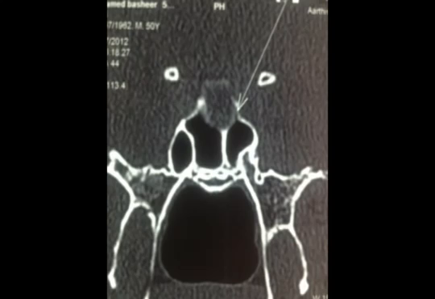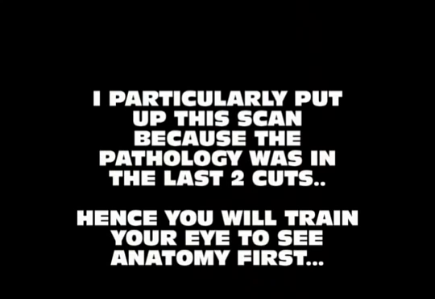This is how you read a CT scan. So you have to plan. I will plan for a left Hadad flap, and then I will be doing a sphenoidotomy, posterior ethmoidotomy, and I will be repairing the defect. I particularly put up this scan because the pathology was in the last two cuts. Hence, we will train your eye to see only the anatomy first.